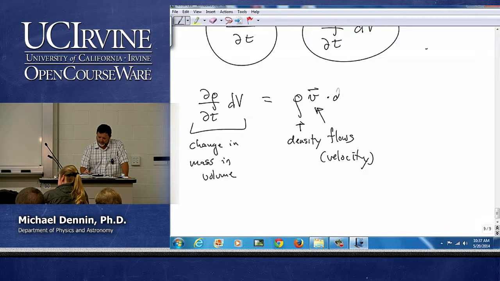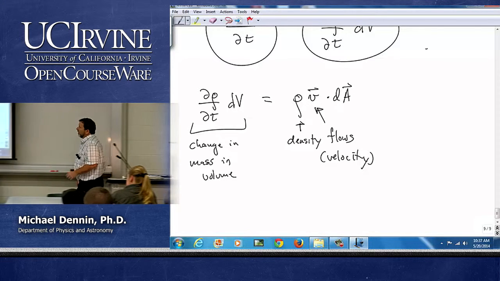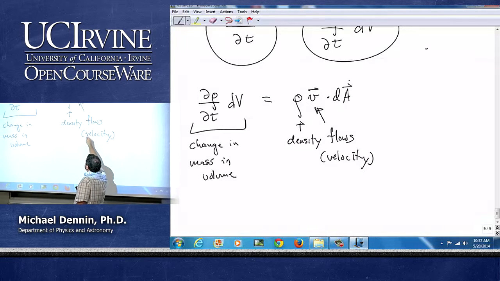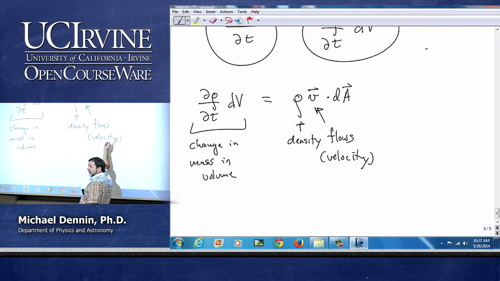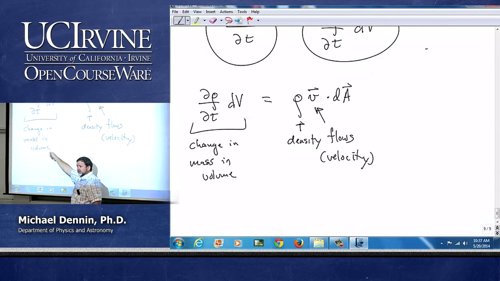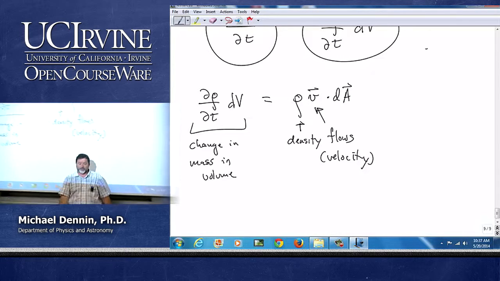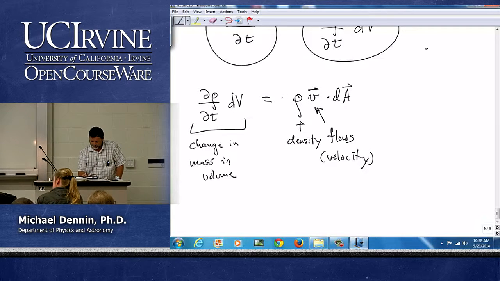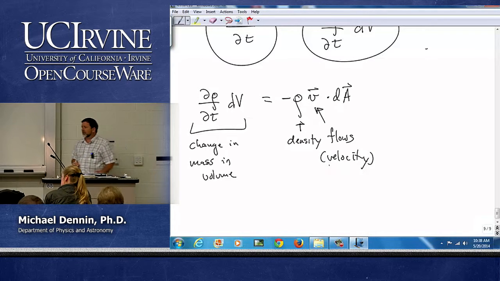And that'll be dotted into dA for the surface that it goes around. Now we have to be a little bit careful, right? We said stuff flowing out of a closed surface is positive. If the stuff flows out of a closed surface, what does that do to the mass? It decreases it. So we need to put a minus sign in by hand because of our definition of flux.